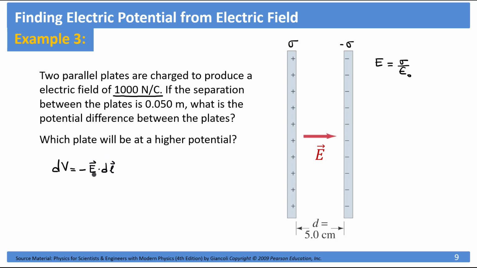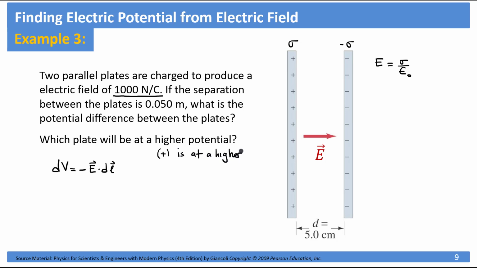And from here we concluded that if you move in the same direction as the electric field, you will see a decrease in electric potential. Now between the two plates, the electric field always points from the positively charged plate to the negatively charged plate, which means if you go from the positively charged plate to the negatively charged plate, you will see a decrease in electric potential. So from here we can conclude actually that the positively charged plate is at a higher potential.